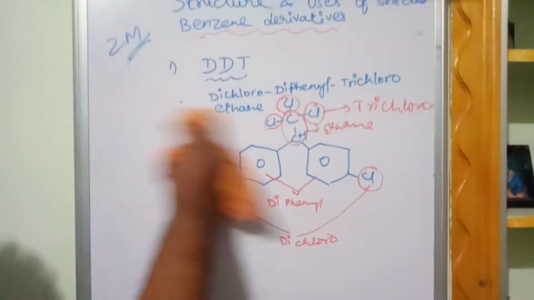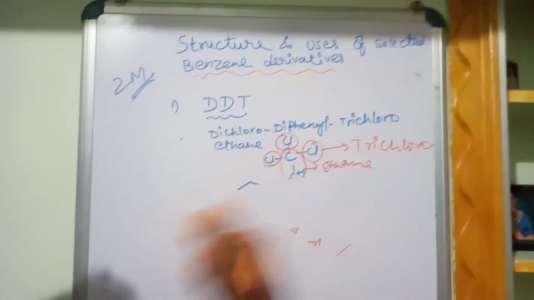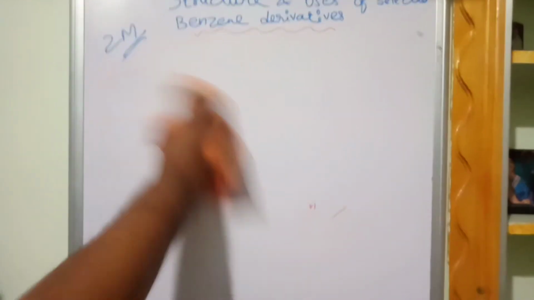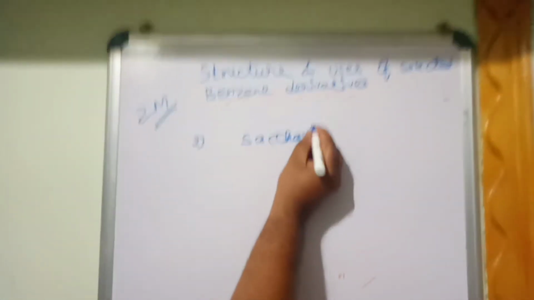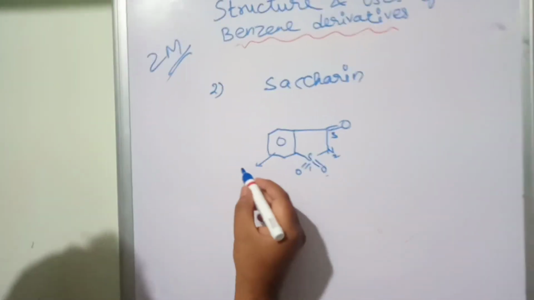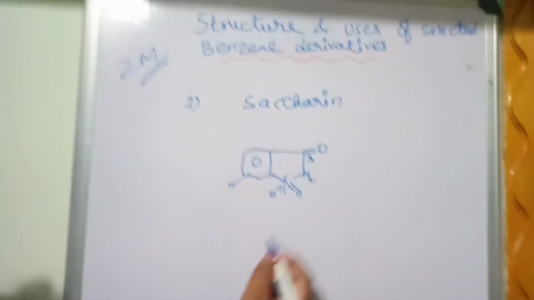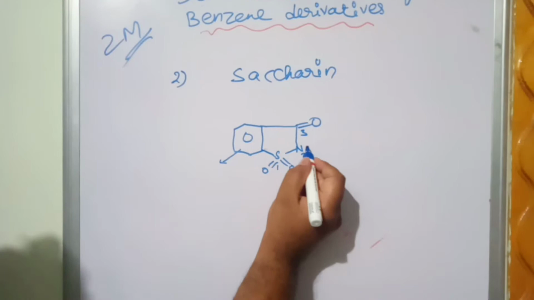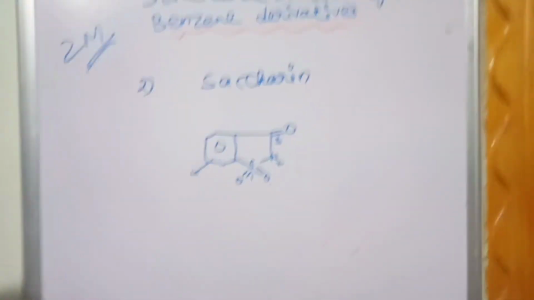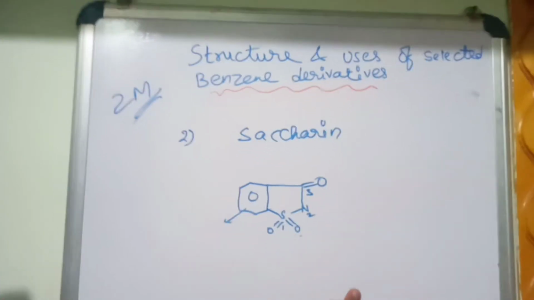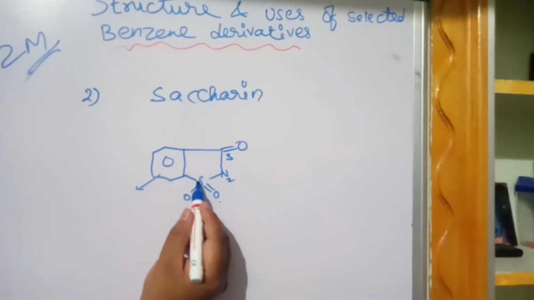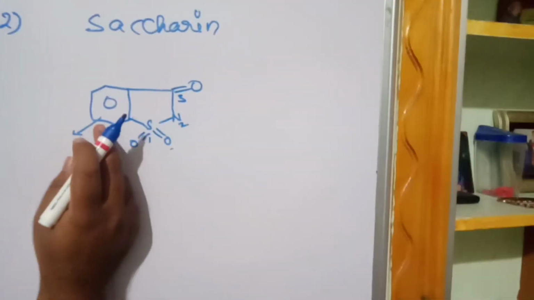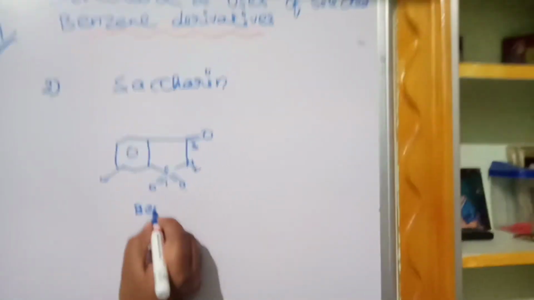Now the next compound is saccharin. What is this compound? This is benzene fused with a 5-membered ring containing sulfur and nitrogen. It is a heterocyclic compound. Heterocyclic compounds are those in which one or more carbons are replaced by heteroatoms, such as sulfur or nitrogen. Since benzene is fused, we call it benzo.